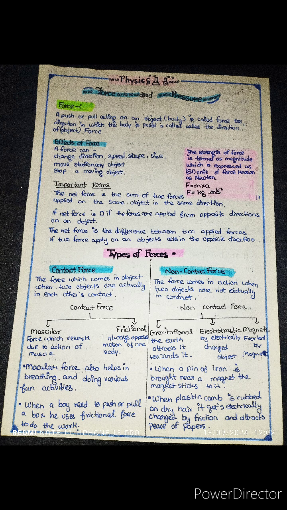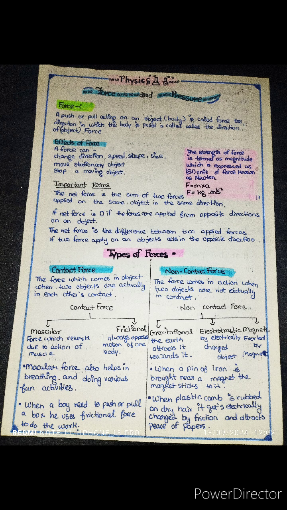So you can see that if you push an object from both sides, it will not move from its place. Why? Because it has no net force. The net force is 0. The net force is the difference between two applied forces, if two forces applied on an object act in the opposite direction. So this is how the net force is the difference between two applied forces.